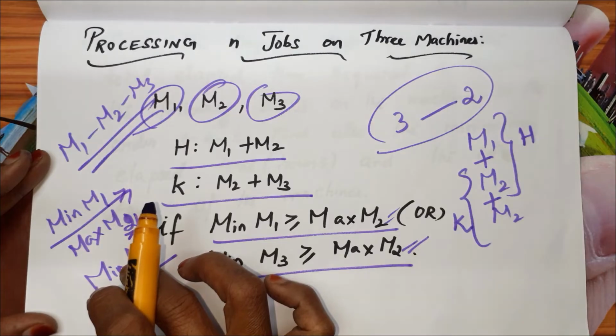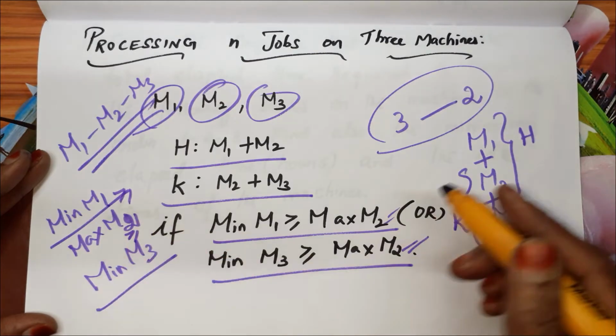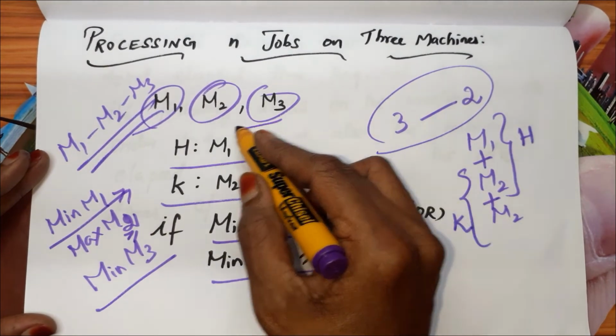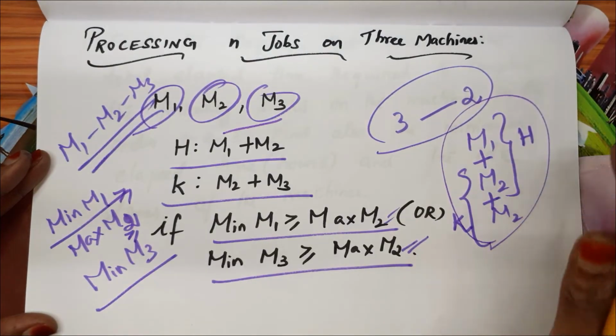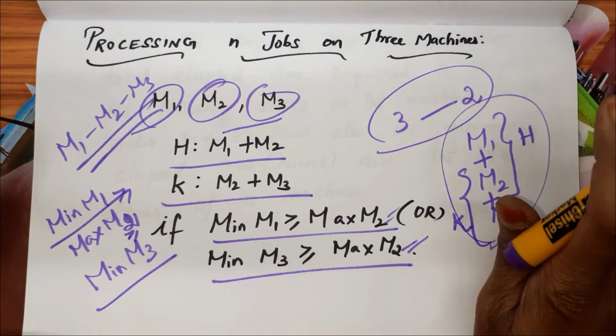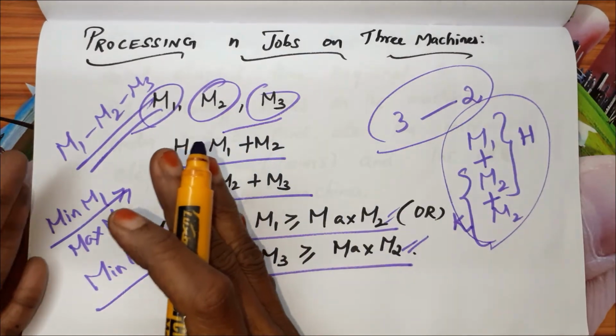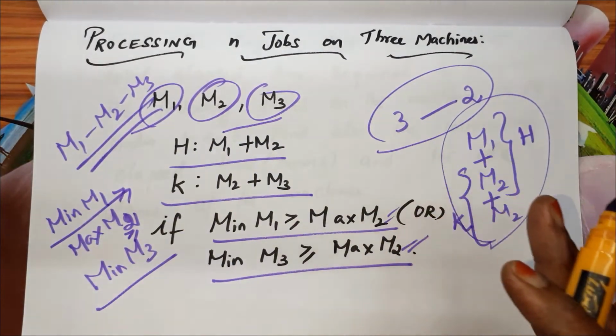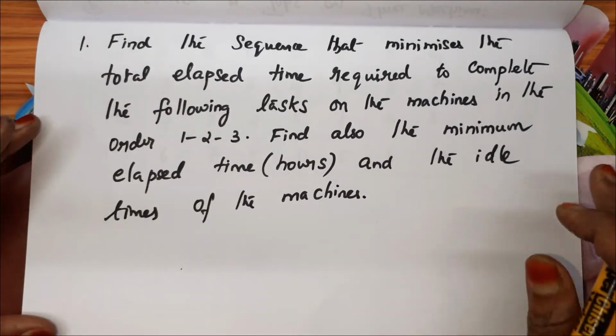If any one condition is getting satisfied, means we can convert the 3 machine problem to 2 machine problem. So if it is not getting satisfied, means we are not able to do it. But if it gets satisfied, means we can convert the 3 machine to 2 machine. Is it clear? So we are going to do one example.